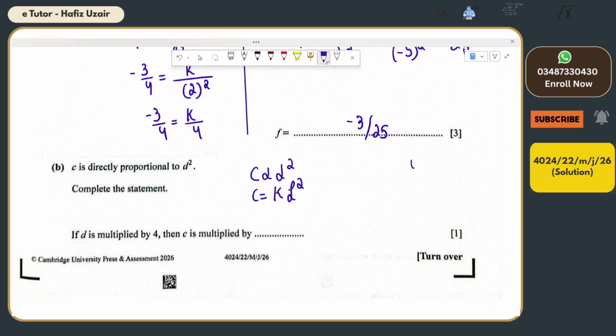So it will become C equals K times (4D) square. So C will be equal to 16, because 4 square is 16, and then K into D square. So if we multiply D by 4, C will be multiplied by 16.